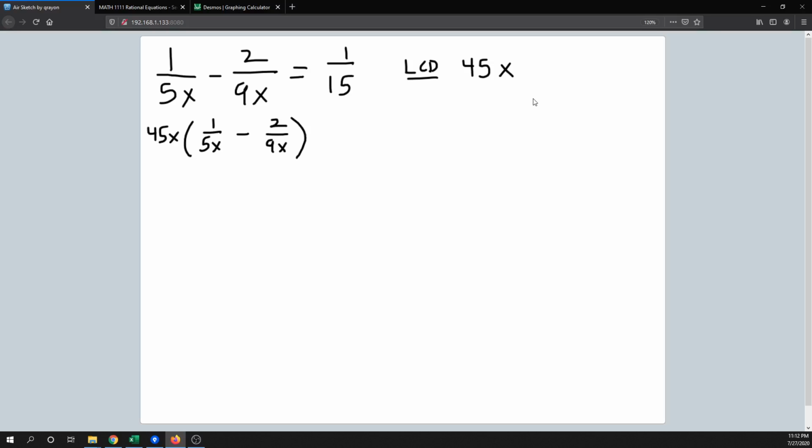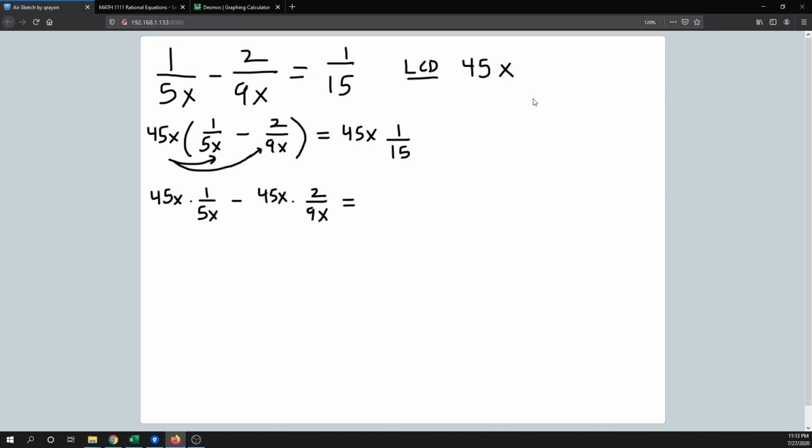All right, so multiply the left side by 45x, and we're going to multiply the right side by 45x. Then over on the left-hand side, we are going to distribute that 45x to both of these terms. So we'll have 45x times 1 over 5x minus 45x times 2 over 9x.